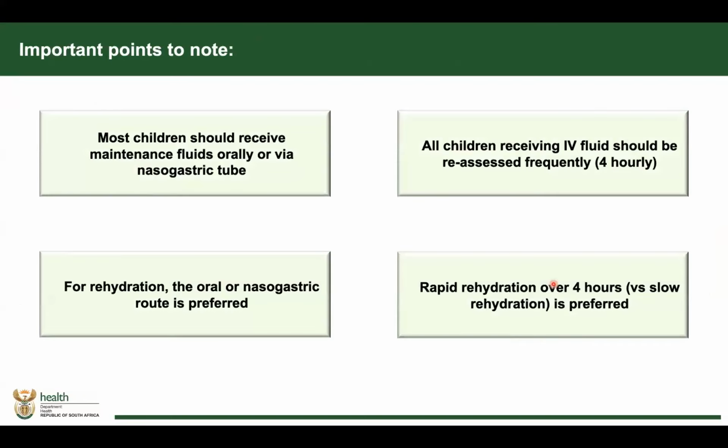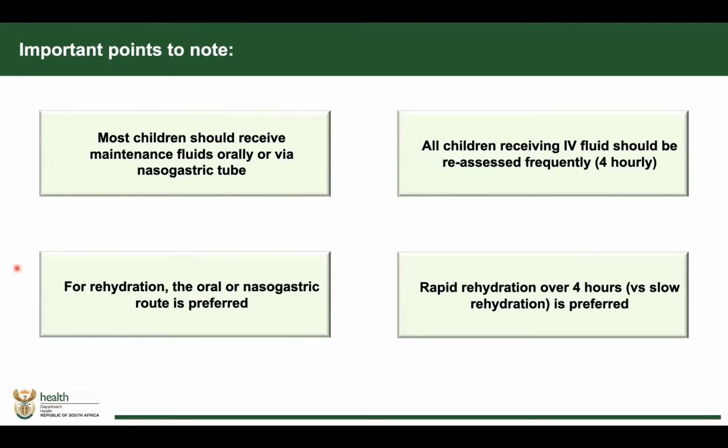saving. So just a few important points to note related to IV fluid therapy in children. And the main thing is actually that most children can and should receive maintenance fluids orally or through a nasogastric tube rather than getting IV maintenance. When children are receiving IV maintenance therapy or IV fluid rehydration, it does need to be done with frequent reassessment. And that is firstly because of the potential risks related to fluid overload, but also so that as soon as possible, you can change them to an oral or nasogastric route.